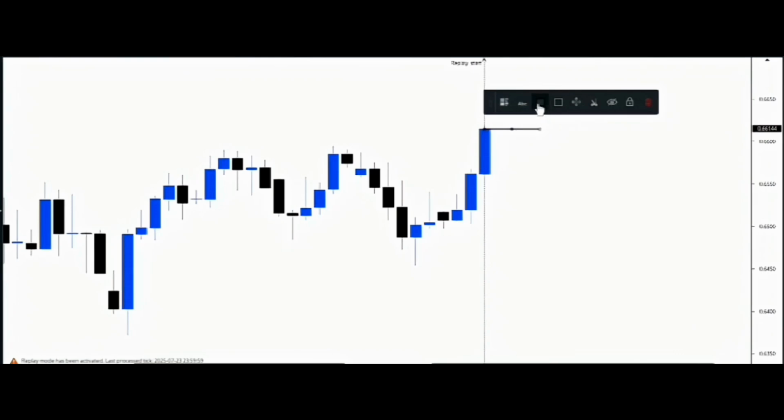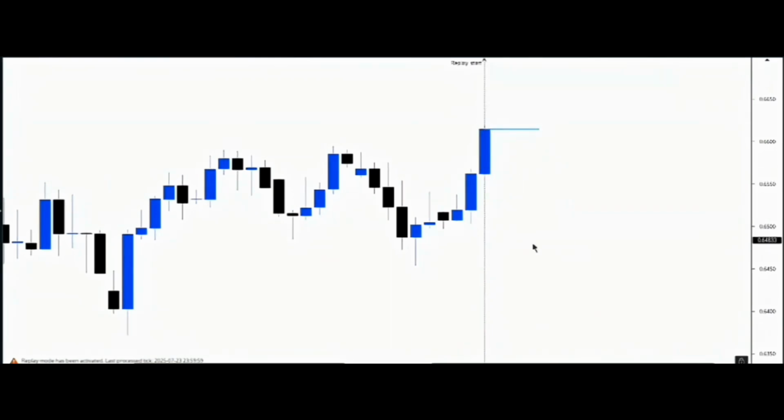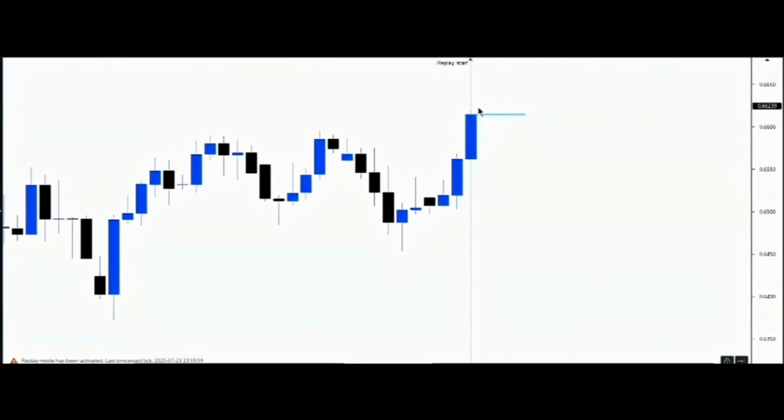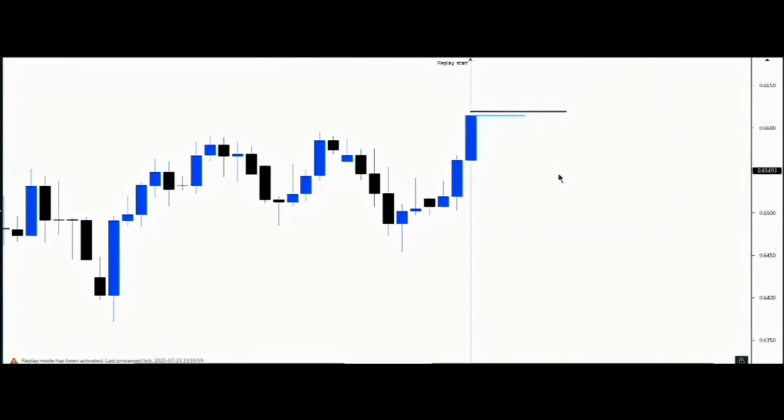Let's change this color to blue so we can differentiate. And now we also want to mark out this high. We need to see the next candle come to take out this high. Very important. So we are going to use black for that. Okay, so that's it. Now we can go to the 1 hour time frame and wait for our setup to play out. So this is the 1H.